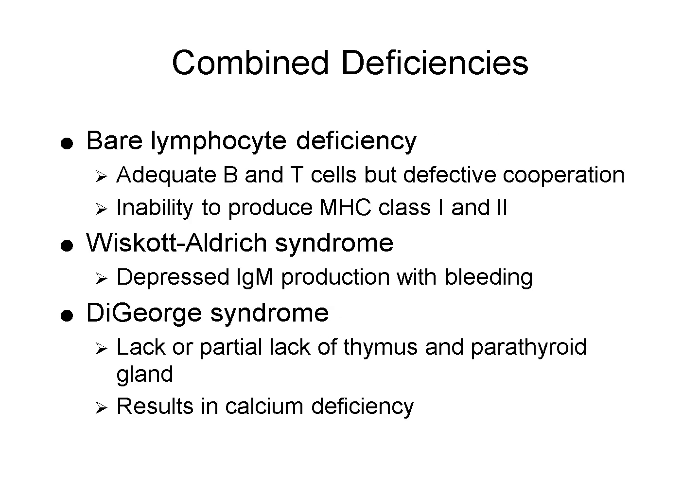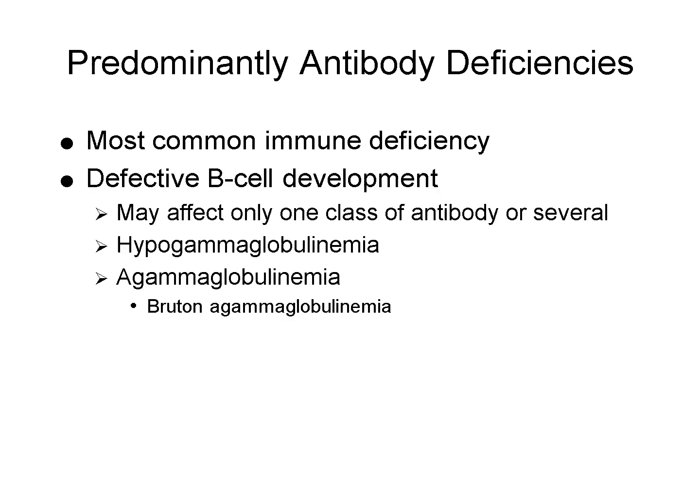Other combined immune deficiencies include bare lymphocyte syndrome, where individuals have enough T and B cells but cannot properly coordinate their activity because of missing MHC molecules. Wiskott-Aldrich syndrome features low IgM levels and increased bleeding due to platelet abnormalities. DiGeorge syndrome results from the absence or underdevelopment of the thymus and parathyroid glands, leading to profound immune and calcium regulation problems. Predominantly antibody deficiencies are the most common primary immune deficiencies.